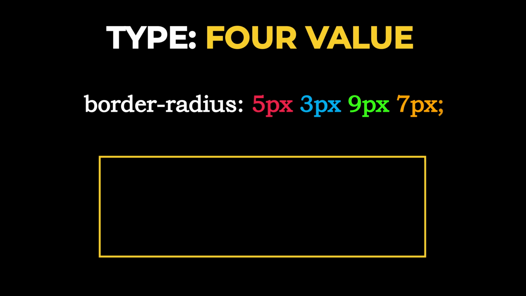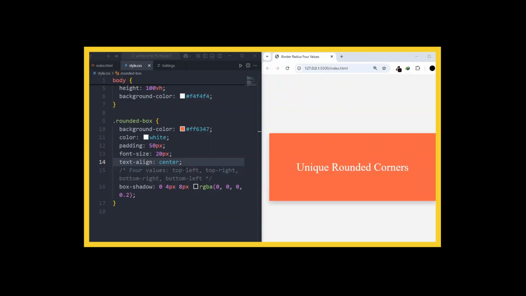Finally, with the four-value type, each corner gets a unique radius. The values apply in the following order: top left, top right, bottom left. Take a look at this example.